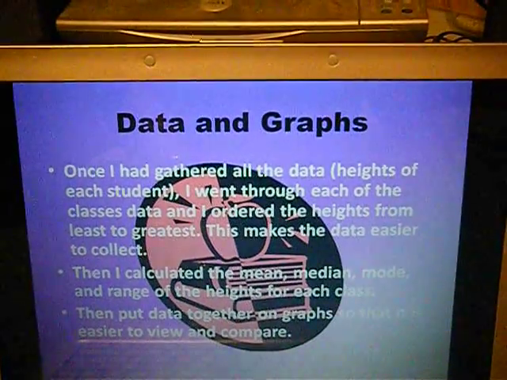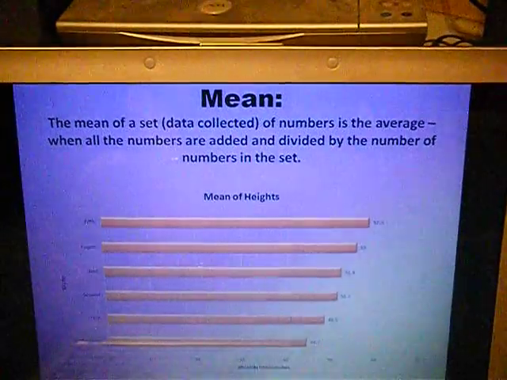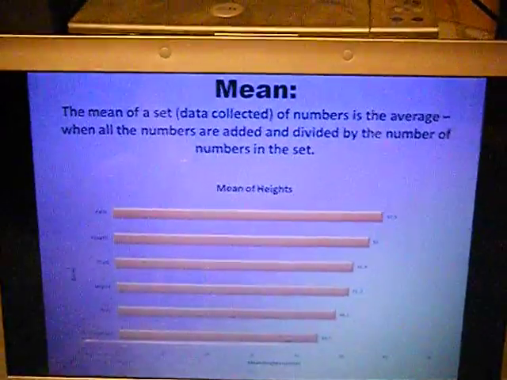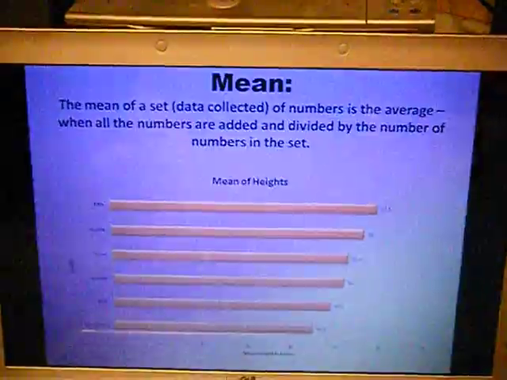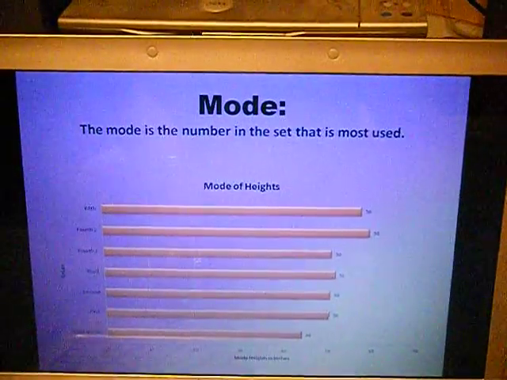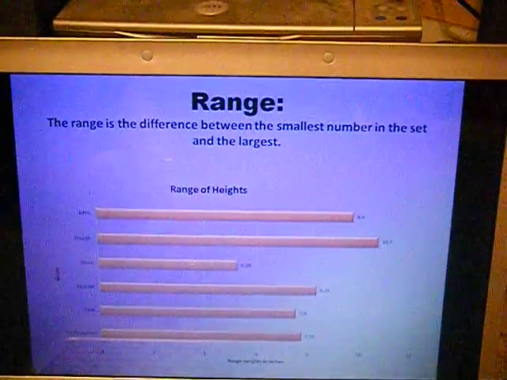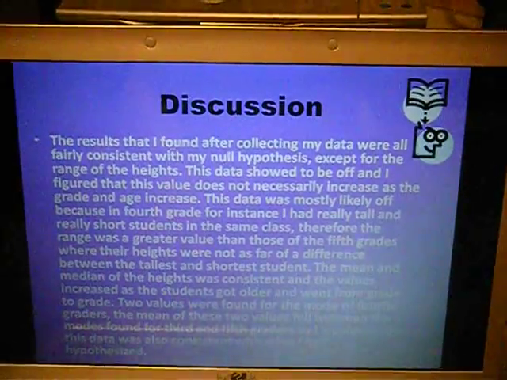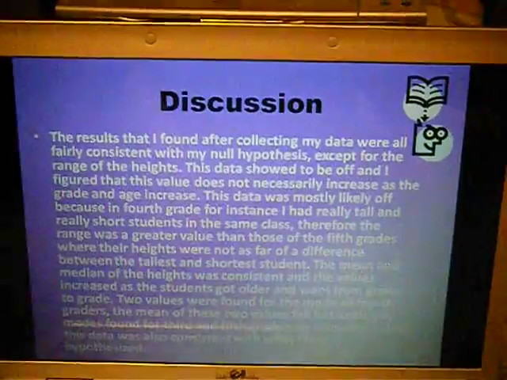In my data and graphs, I found the mean. I made these graphs on the computer. Median, mode, and range. And then I talked about what I found in my experiment.